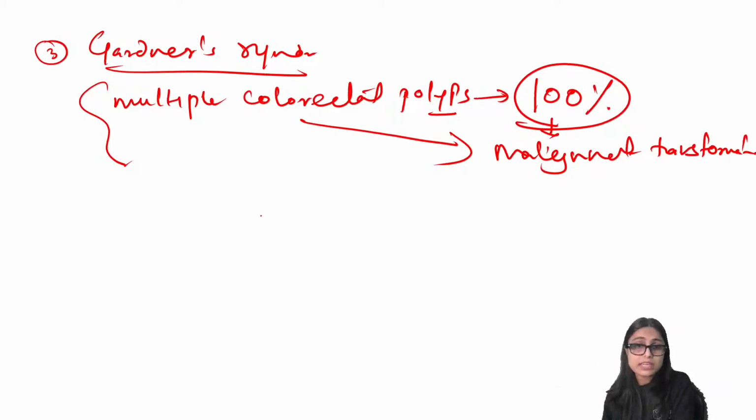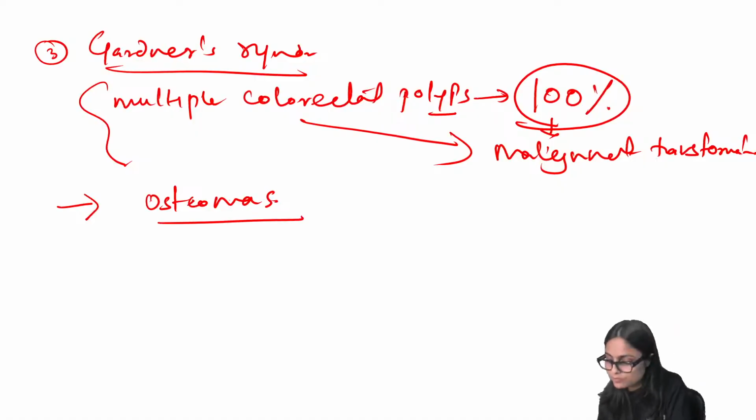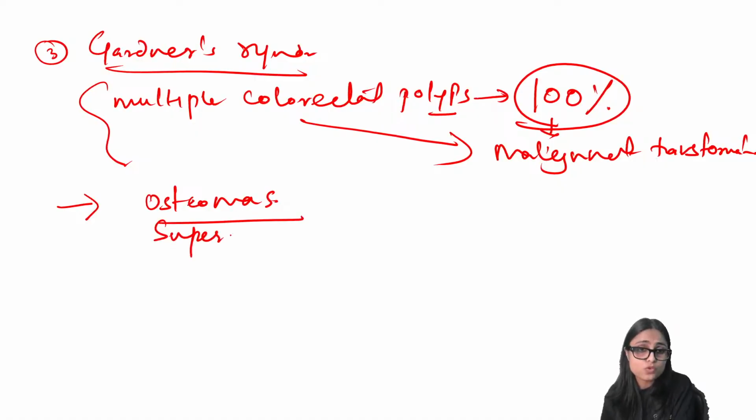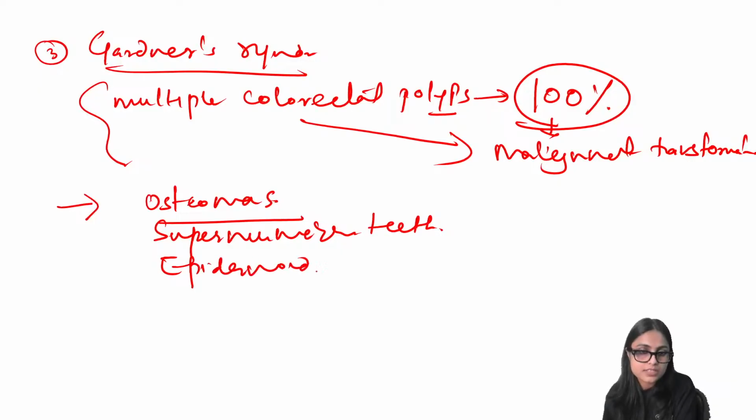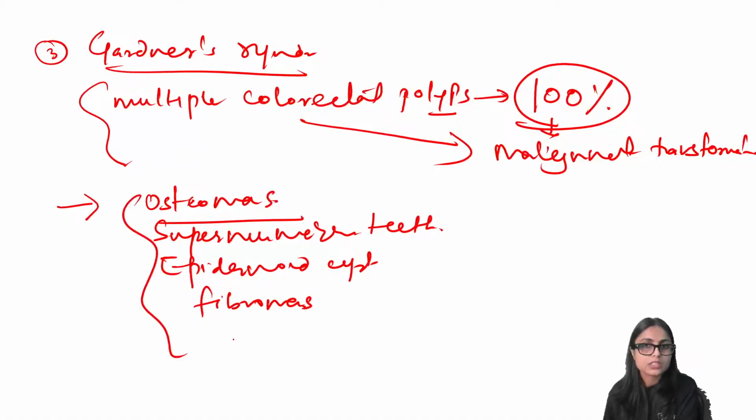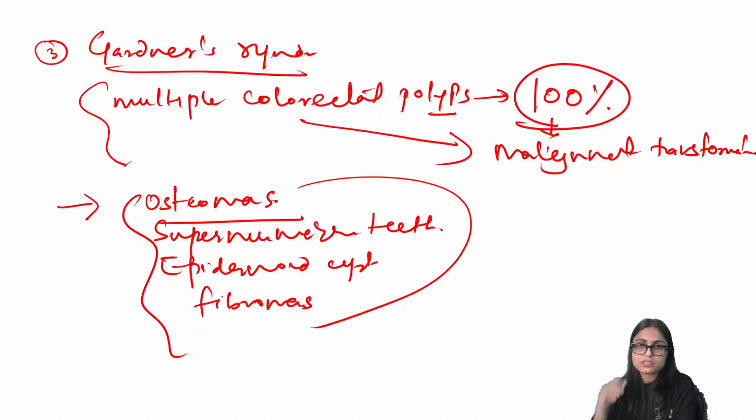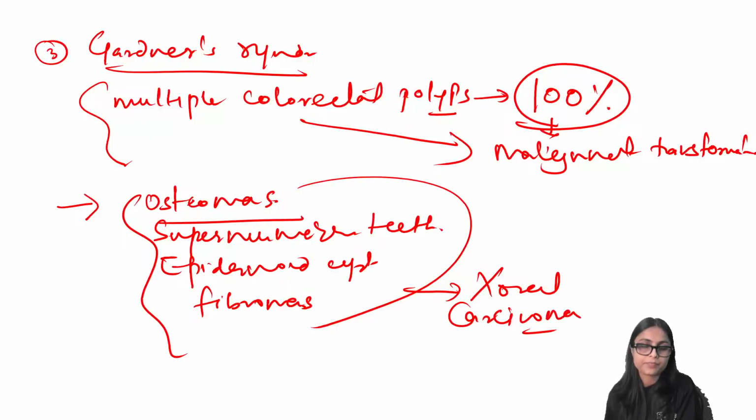Okay. Extra intestinal features that we have in Gardner's are multiple osteomas, osteomas of jaw, multiple supernumerary teeth, epidermoid cysts, and fibromas. Okay. So these are extra intestinal features that you see in Gardner syndrome. And there is no direct link to oral carcinoma as such in Gardner's. Okay. No direct link to oral carcinoma.